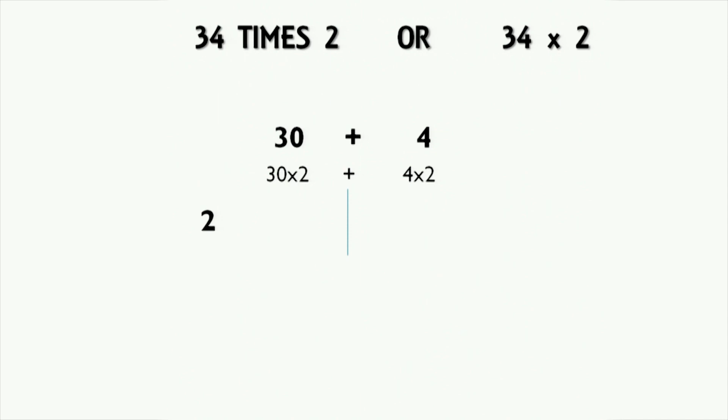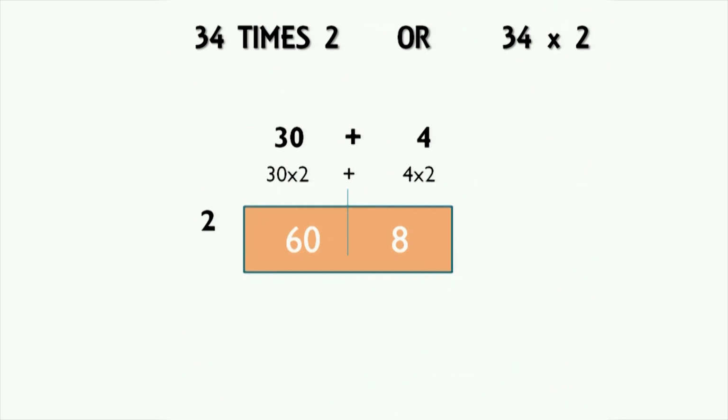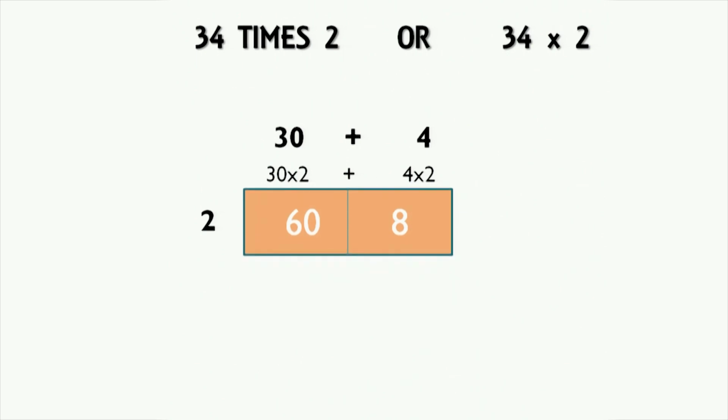When I multiply 30 with 2, what do I get? I will get 2 times 30, that is your 60. Okay? And then 2 times 4, that is your 8. So, when I add up this 60 plus 8, I will get 68. So, 34 multiplied by 2 is equal to 68. In this way you can multiply the bigger numbers also.